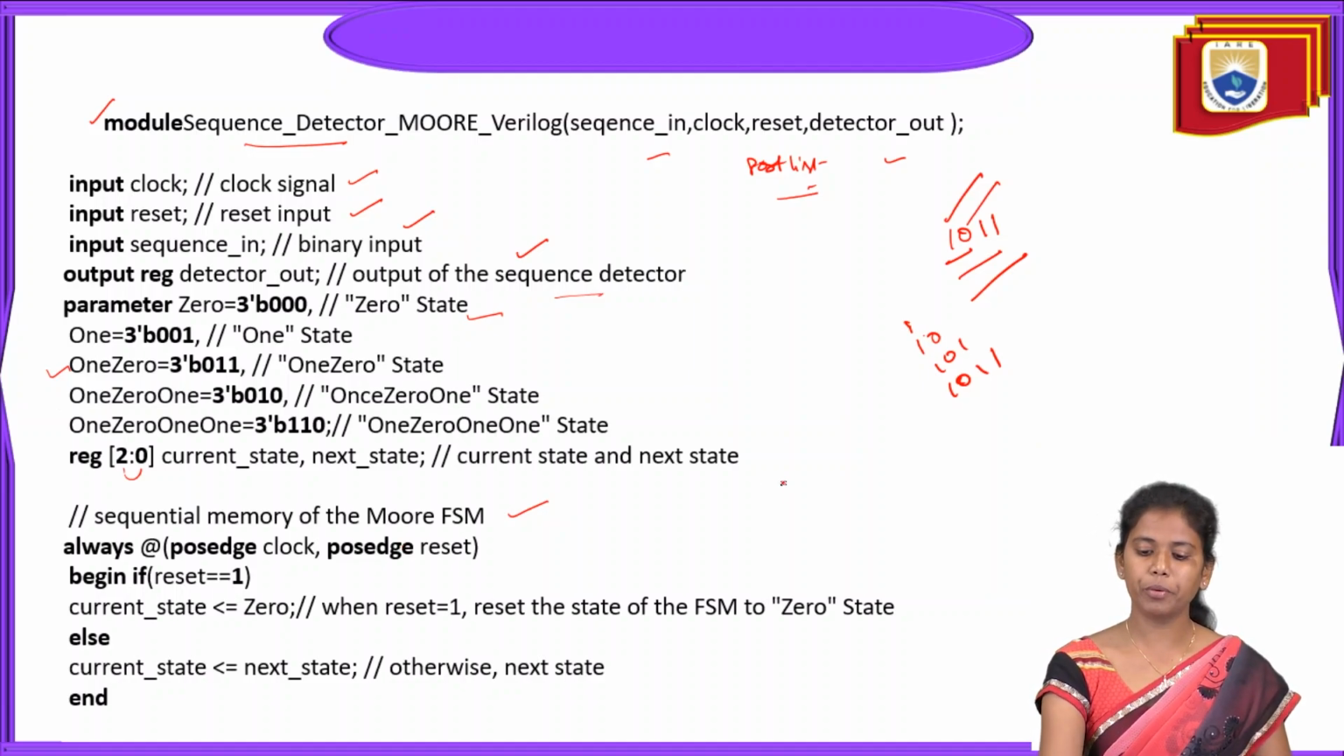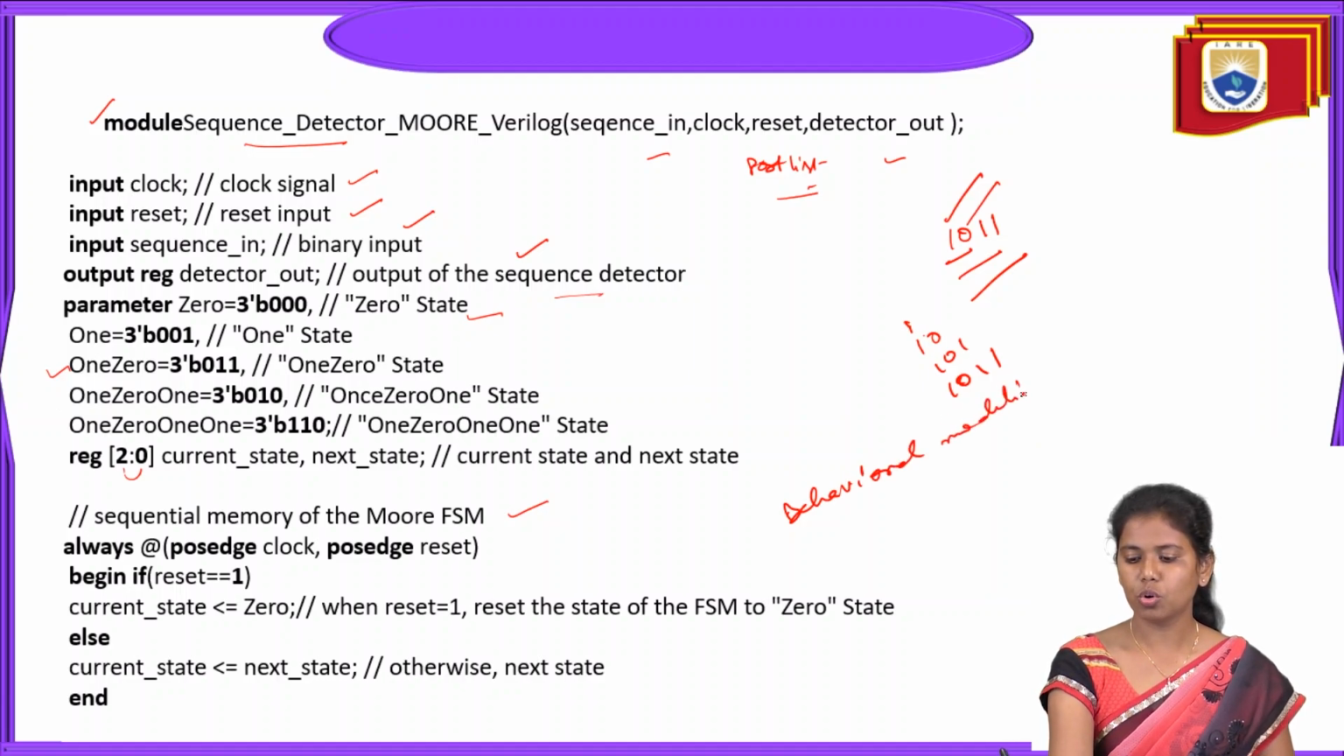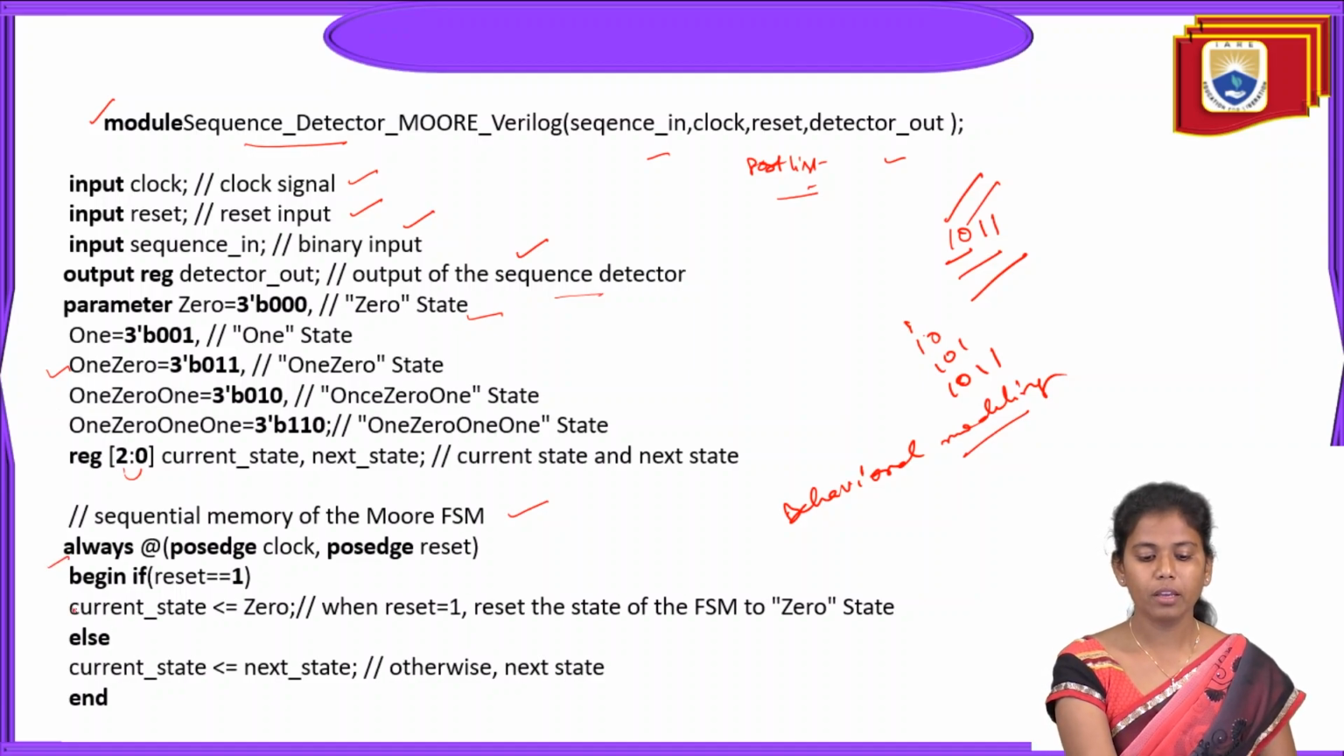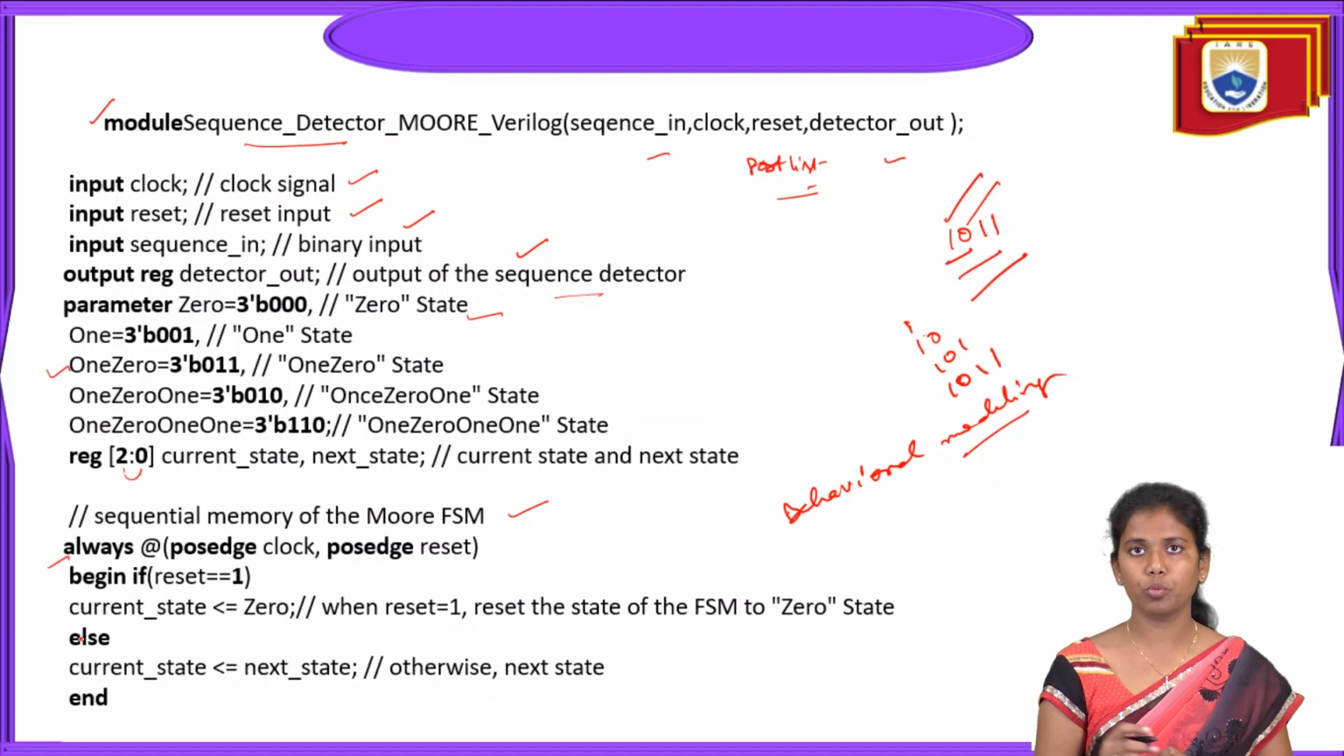Our code is purely in behavioral modeling. As we are writing our code in behavioral modeling, the keyword to use is always at positive edge clock. One of the advantages of behavioral modeling here is that we have the memory element, and each and every memory element follows the clock signal. So likewise, always at positive edge clock and positive edge reset as well. And then begin, if reset is equal to 1.